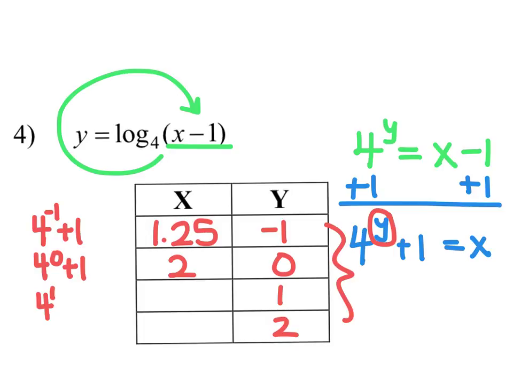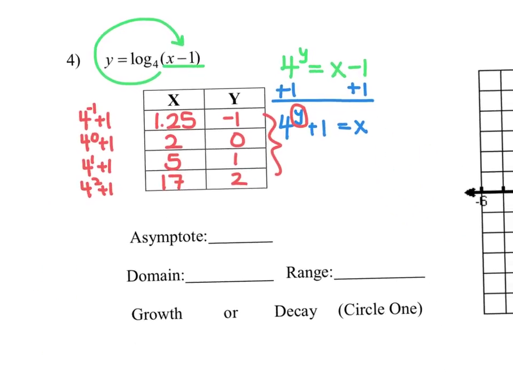4 to the first plus 1. That's 4 plus 1, which is 5. And finally, 4 squared plus 1 would be 17. 4 squared is 16, plus 1 is 17. That one won't fit on the graph. That's fine.